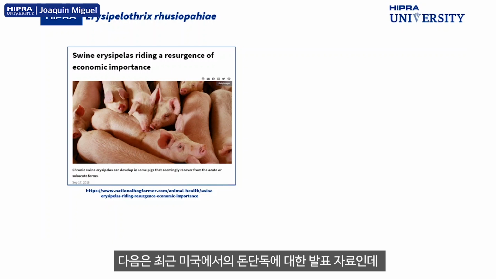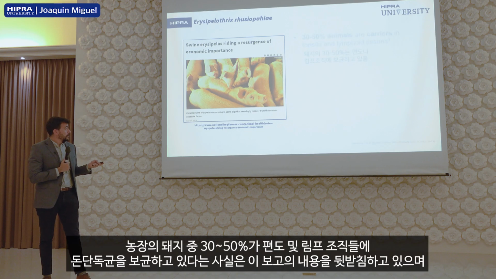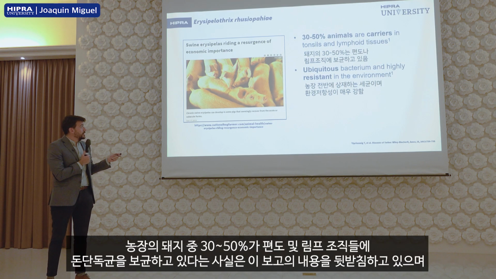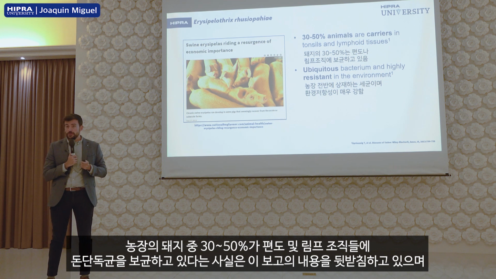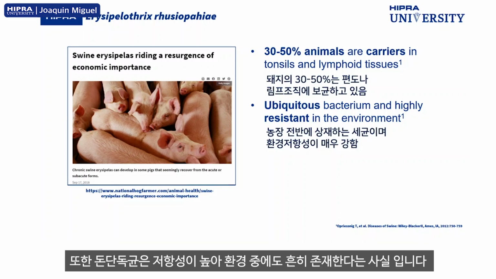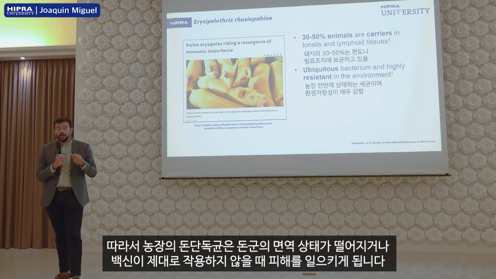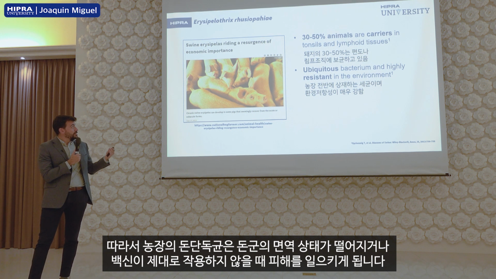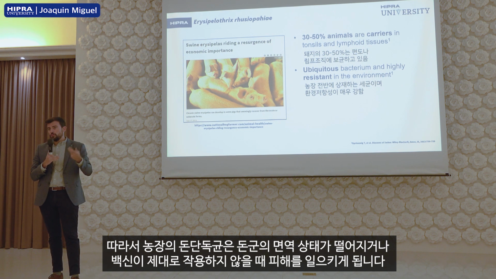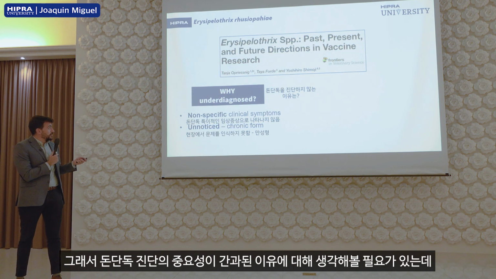This is a very recent report from the USA where they mentioned that swine erysipelas is driving a resurgence of economic impact in our farms. And that's because, when we look at the geography, around 30 to 50% of the animals in our farms are carrying erysipelas in their tonsils and the lymphoid tissues, and it's also a highly resistant bacterium in the environment. So erysipelas is going to be in the farm. When we have a problem with the immune status in the farm, or when the vaccine is not working properly, that's when we can observe problems related with erysipelas. And why can we say that it's an underdiagnosed disease?